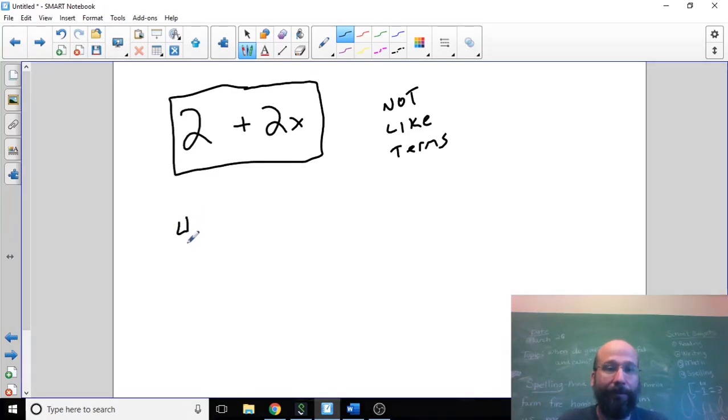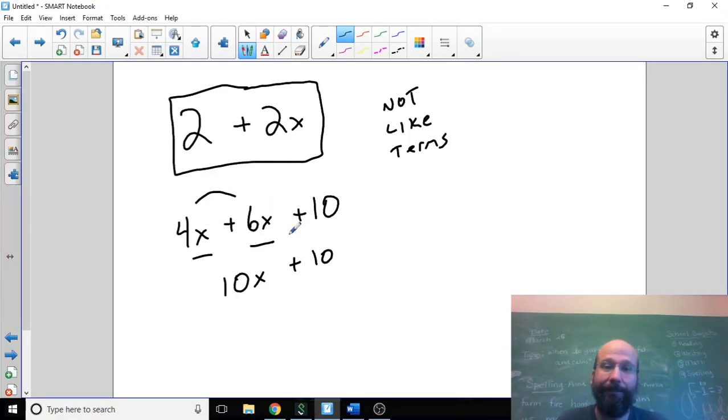If you had a problem like 4x plus 6x plus 10, now we have a number with a variable of x, another number with a variable x, and just a number by itself. These two terms are like terms because they both have the letter x. So we can combine them. 4x plus 6x would be 10x. And then this would just come down as 10. We can't do anything with this because it's just a number. So this would be our final answer.